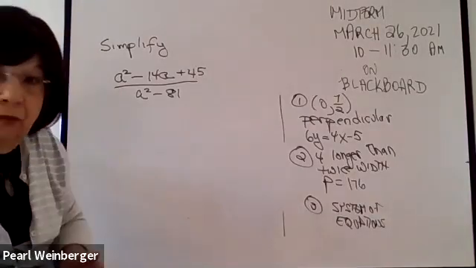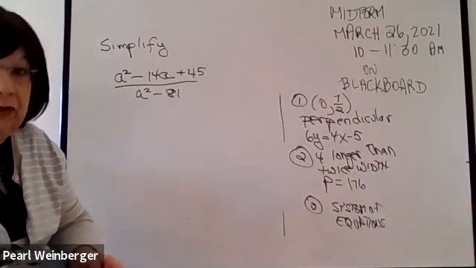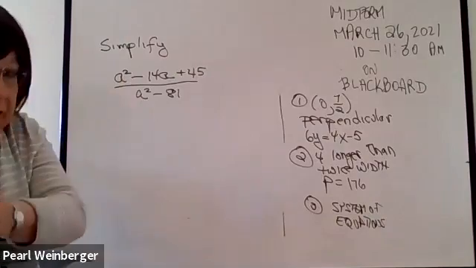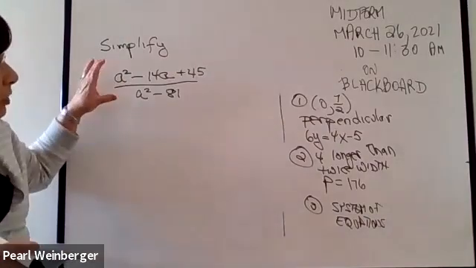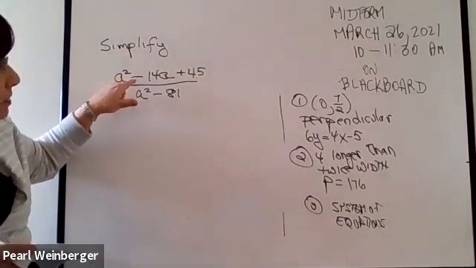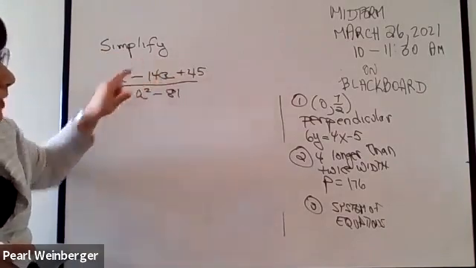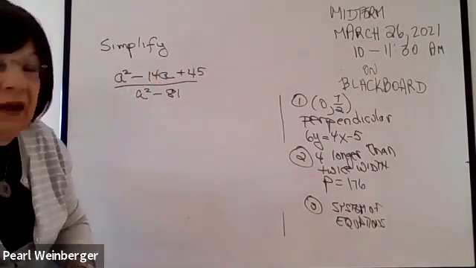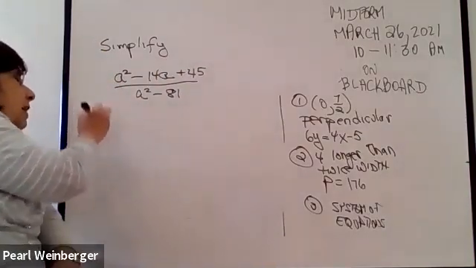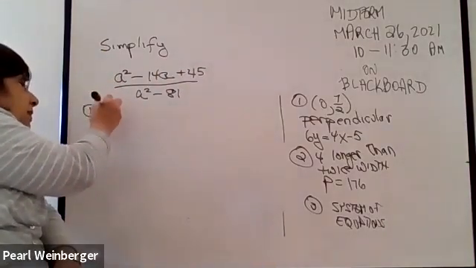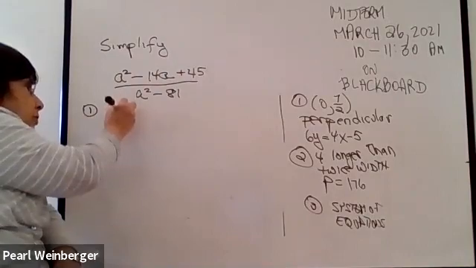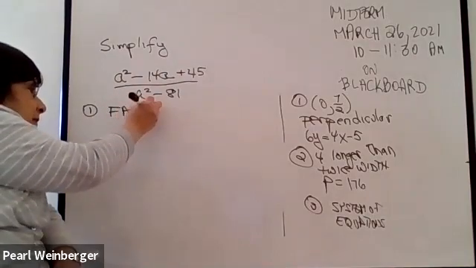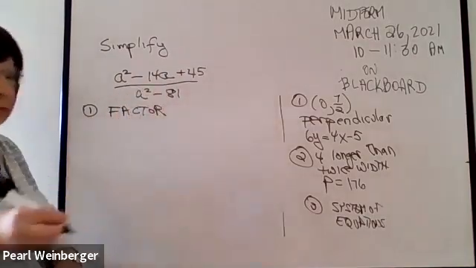We talked about what we do when we have monomials. We just look piece by piece. But when we have polynomials, when we have things that are separated by plus or minus signs, then our first step always has to be to completely factor the numerator and the denominator.